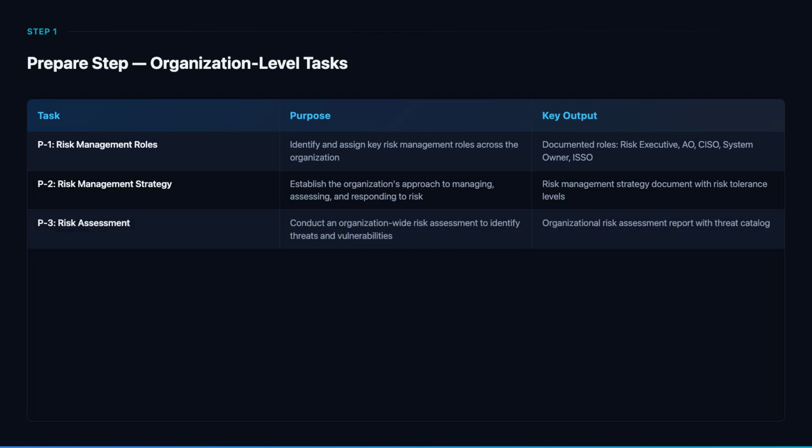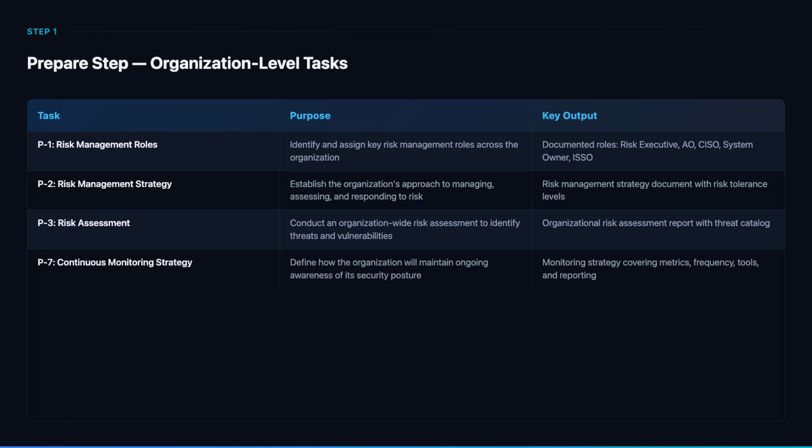Task P3 conducts the organization-wide risk assessment. You identify threats, vulnerabilities, likelihood, and potential impact across the organization. This assessment informs all subsequent steps by establishing the risk context in which individual systems operate.